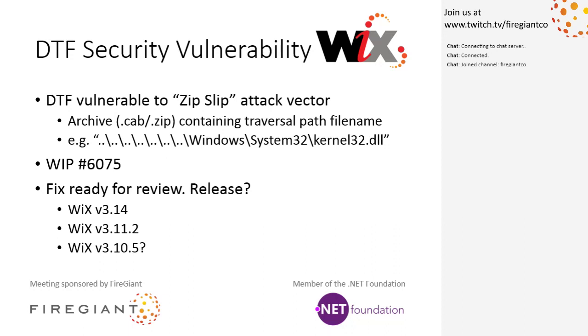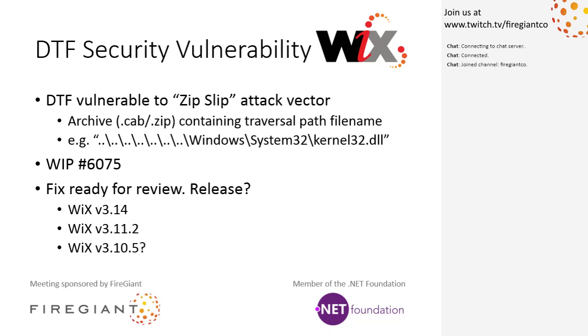DTF has the ability to decompress cabinets and zip files. And someone reported to us that it is vulnerable to the zip slip attack vector. The zip slip basically says create a cabinet, let's say an archive, where you have relative paths or traversal paths as the file name. So something like dot dot whack foo.dll. And then when the code attempts to extract that, it will extract it and then move that path to wherever you want to go. So in this case I've shown here, the idea being that you say, hey, let's extract this cab to my temp drive.